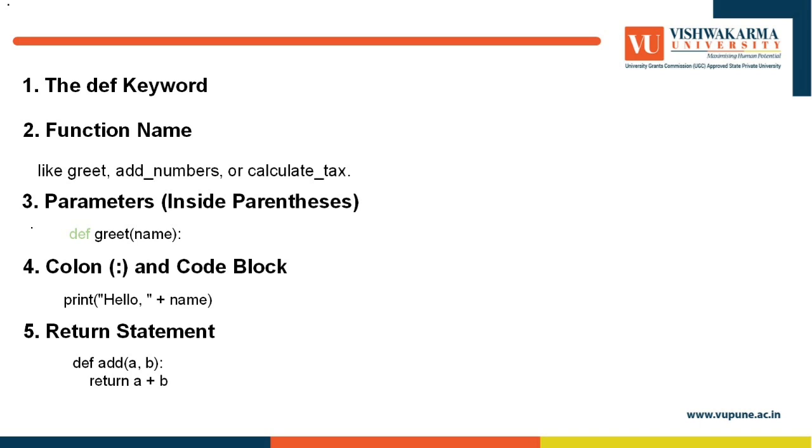Fifth is the code block. This is where the logic of the function goes. It runs when the function is called. It must be indented, usually four spaces or a tab. Sixth is the return statement. This sends a result back to the place where the function was called. After return, the function stops running. You can return any data type like string, number, list, etc.